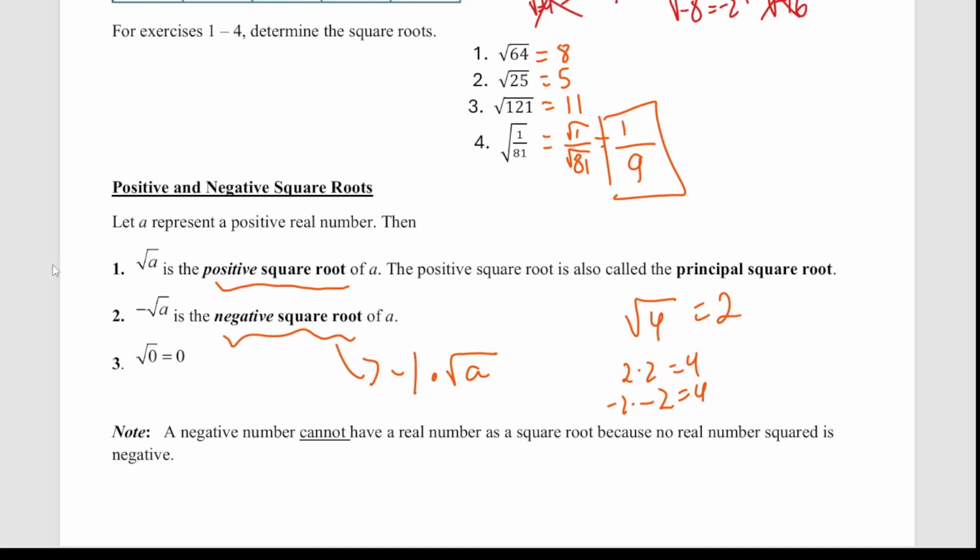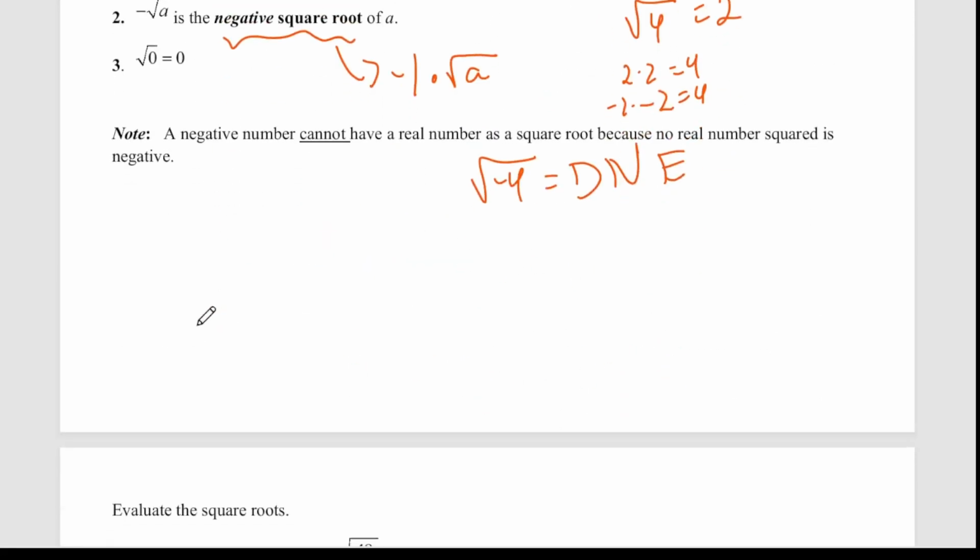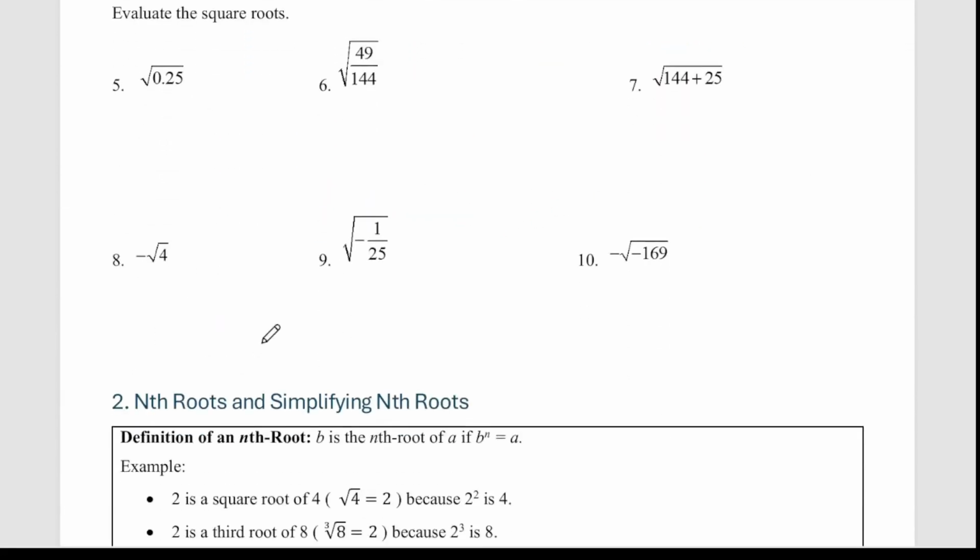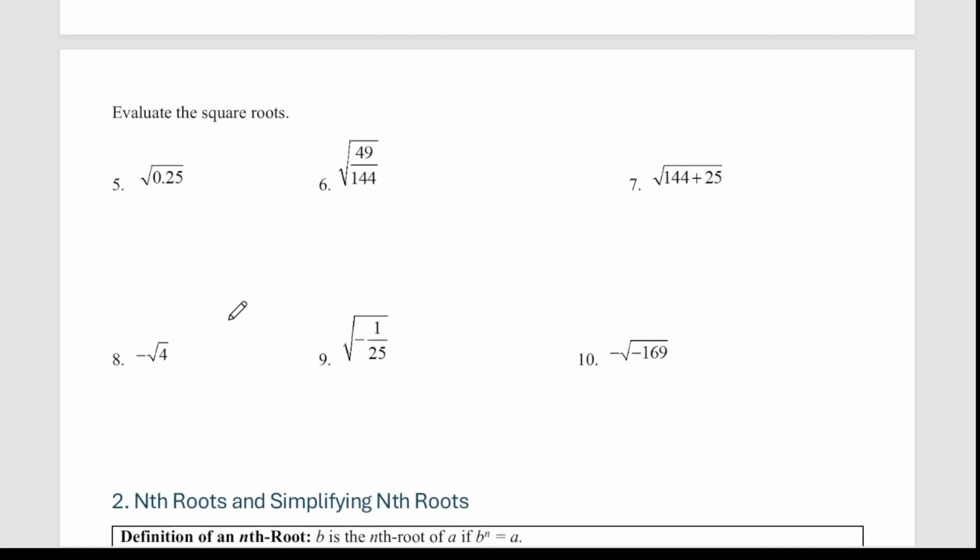And this is just, again, another reminder that if you had a negative under a square root, that does not exist because there's no real number such that times itself gives you a negative. So let's go ahead and practice a little bit more with square roots. I encourage you to pause this video and try these yourself, and keep in mind that sometimes does not exist will be an answer.